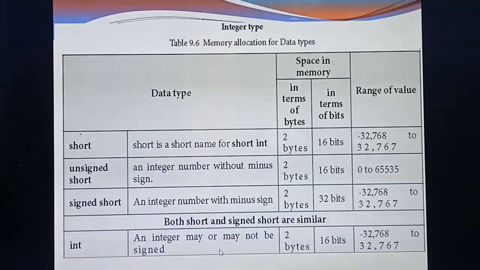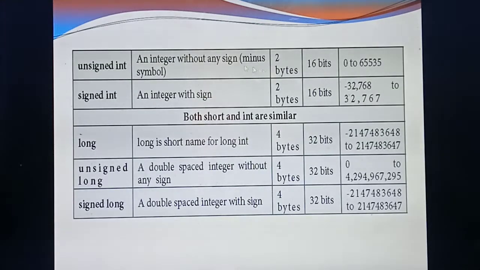What do you mean by short? Normally int we are calling a short int. Unsigned means a number without minus sign. Signed means a number with minus sign. Integer means a number with or without sign. So each and everything has the storage capacity of 2 bytes. But in terms of bits, signed short will have more storage capacity, that is 32 bits. Understood? This and all come under which data type? Integer type. Understood?